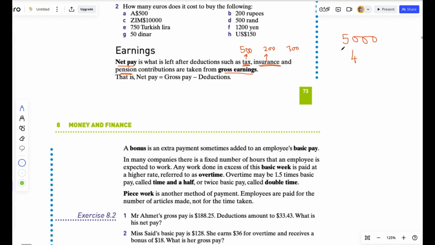When they deduct your $1,000, this is called the deduction. So when they deduct your $1,000, which is all the deduction, then you get $4,000. This $4,000 is your take home. And your take home is called the net pay. This $4,000 is your net pay. Okay, so that's that for that in business.